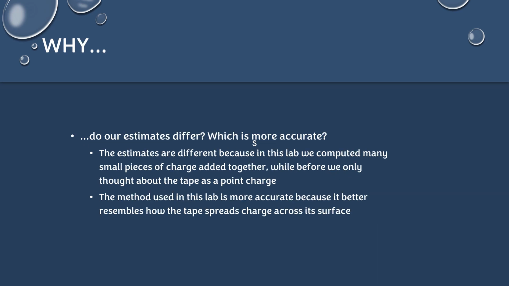Now you might ask, why do our estimates differ and which one is more accurate? To answer this, I would say that because we used many small pieces in our calculation in this lab compared to one large piece in Lab 1, that's why our results varied. The method used in Lab 2 is more accurate because it better resembles how the charge is spread over the entire length of the tape. By adding more and more pieces to our calculation, the results get closer to the actual answer.